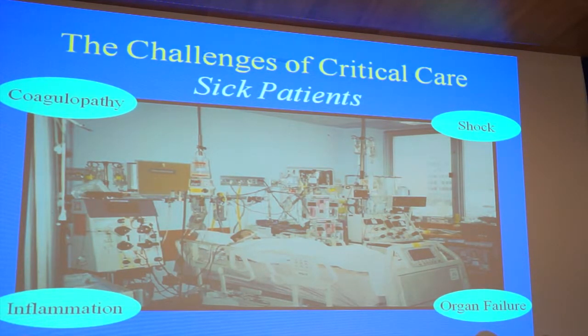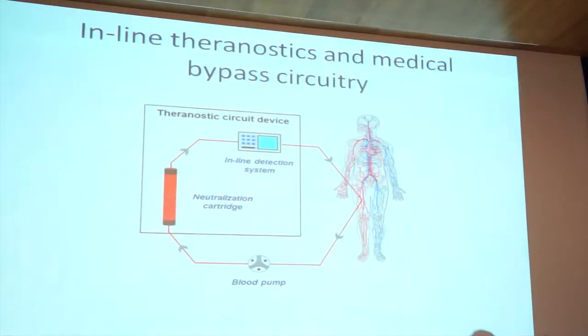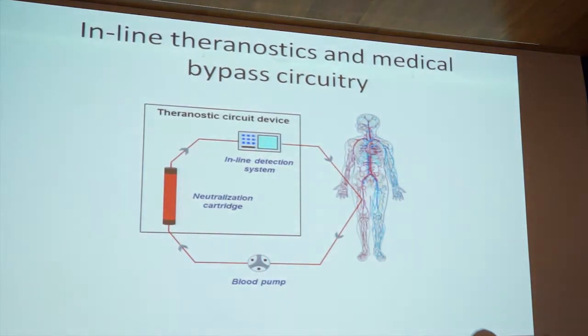treating very seriously ill patients. This astonishing array of equipment is what you have when you have patients in intensive care, and our particular interest has been in septic shock. We're not particularly interested necessarily in inflammation and coagulopathy, but we are interested in shock. And the theranostics is a way of dealing with that.